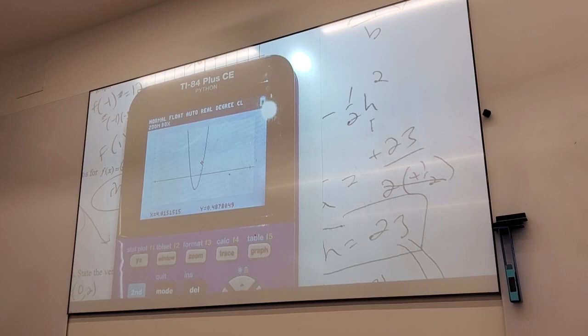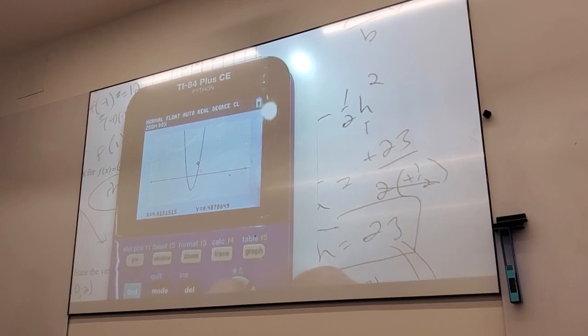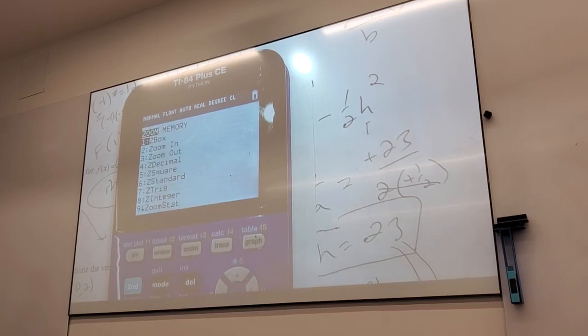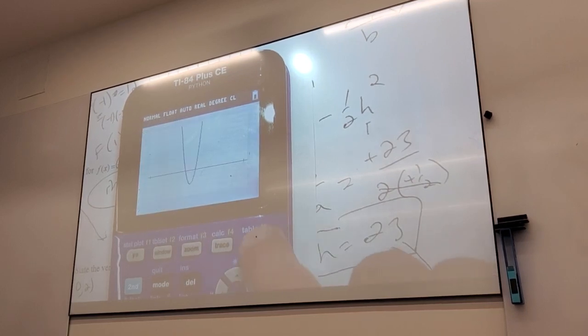Let me stop for a minute. Philip, you with me? I'm getting there. Zoom box. I don't press enter. Right, or then, oh, then that makes it box. There it is. Alright.